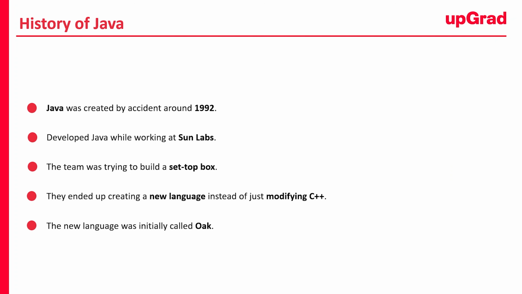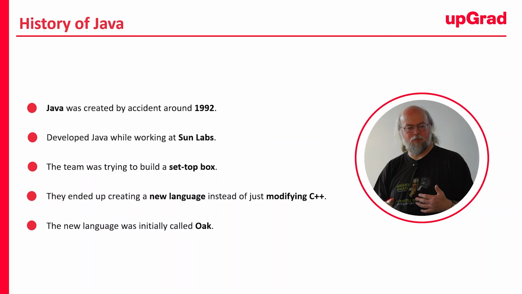Did you know Java was actually created by accident? Yep, it all started around 1992. James Gosling, who's the guy behind Java, was working over at Sun Labs. He and his team were originally trying to build a set-top box, like those devices that connect to your TV. To make things work, they began cleaning up another programming language called C++. But during that process, something unexpected happened. Instead of just modifying C++, they ended up creating a completely new language.